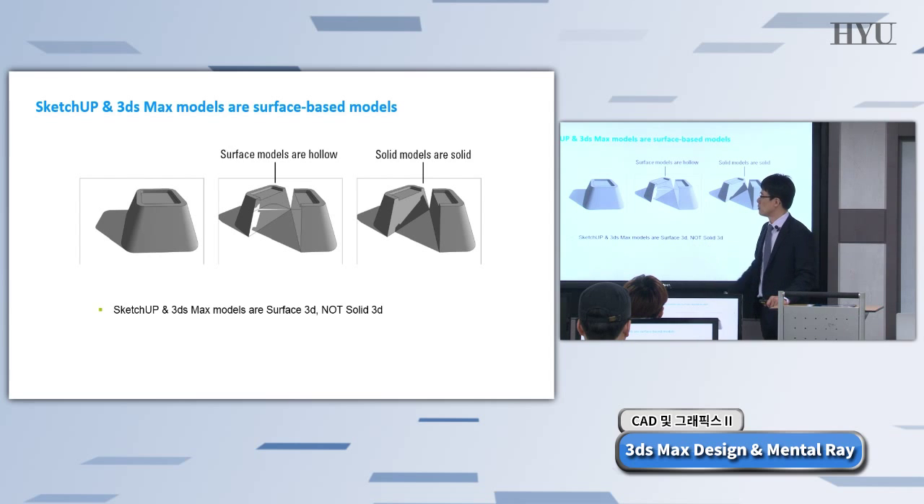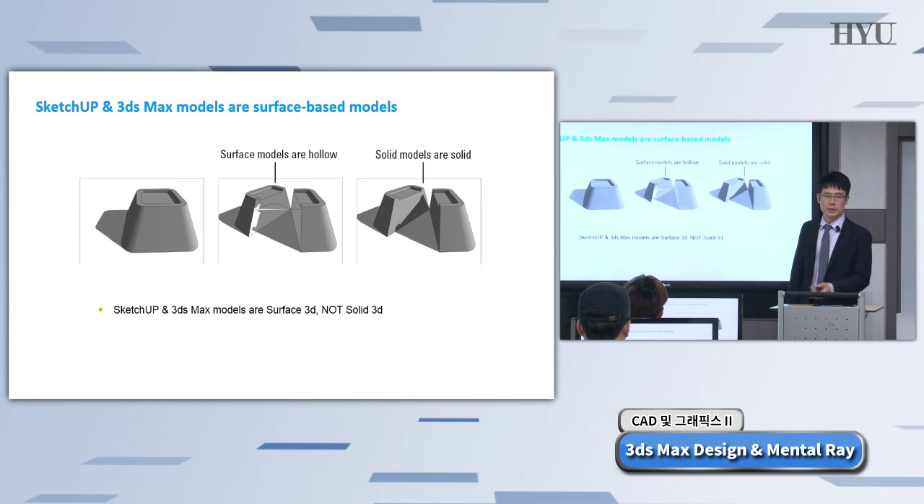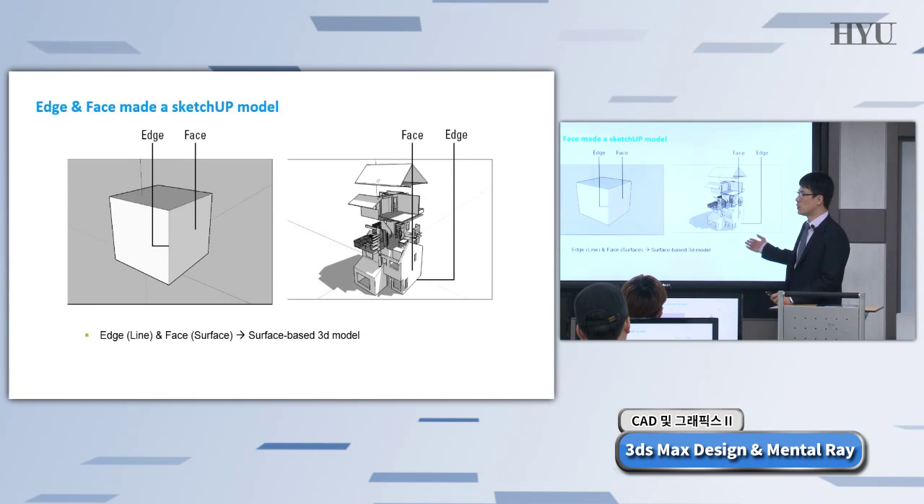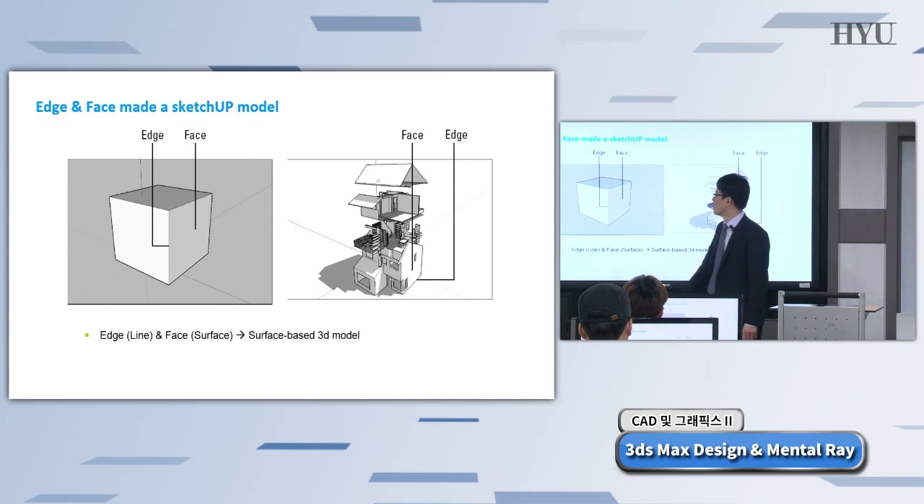So anyway, my point here is that SketchUp and 3D Max models, tools mostly for visualization, are still surface-based 3D modeling tools, not solid, okay? So the sub-geometric components of a surface model, of course, are faces, edges, and vertices, okay?